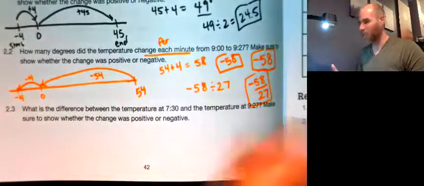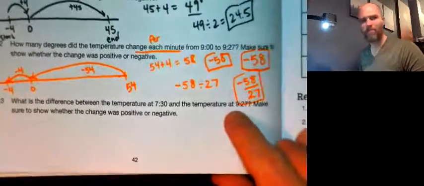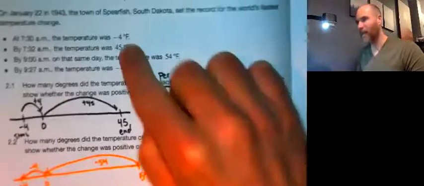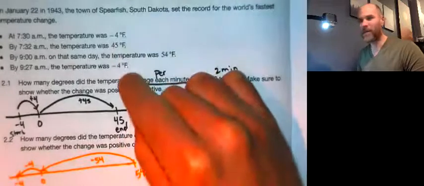It says, what is the difference between the temperature at 7:30 and the temperature at 9:27? Go back and look at the info. It was -4 at 7:30 and -4 at 9:27. So there's no difference. I don't know if they're just trying to give you a trickster question or what.